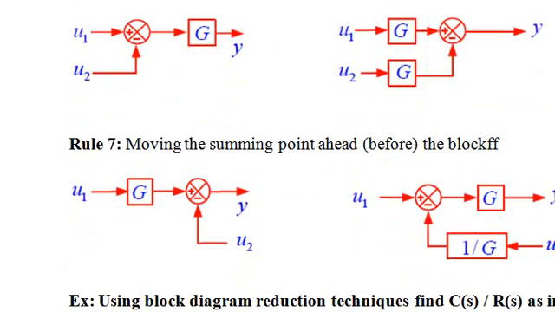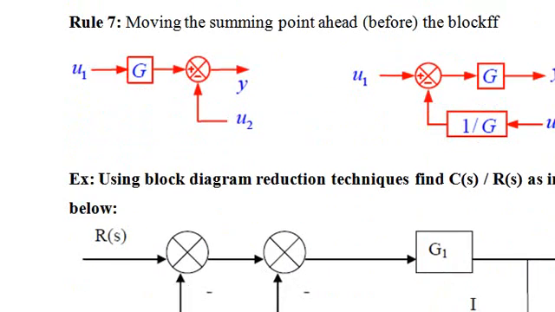Another one, moving the summing point ahead of the block. If you observe this figure, we have the input as u1. This will be applied to the functional block with gain g. This will be shifted before the block by taking 1 by g as one more block.